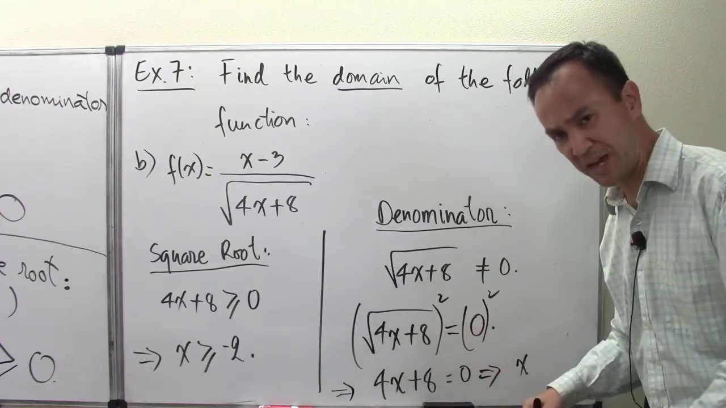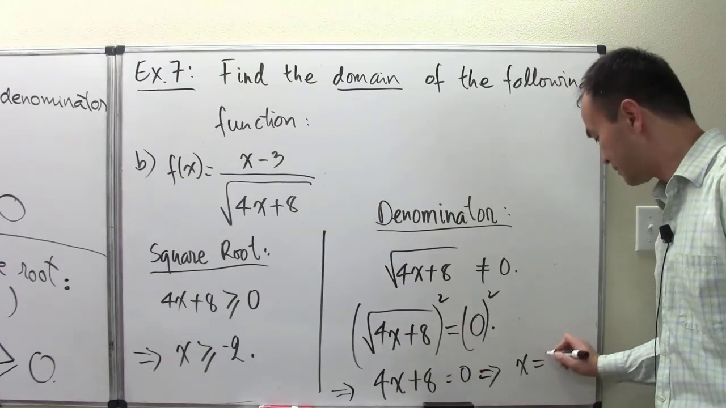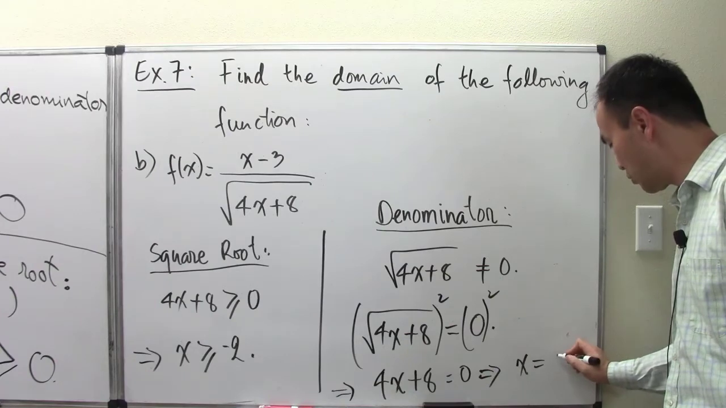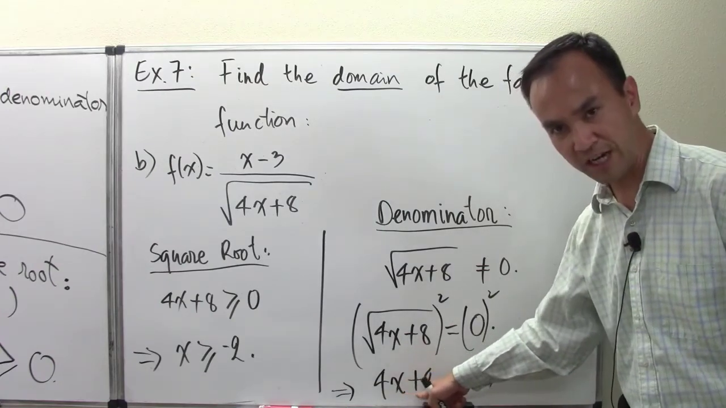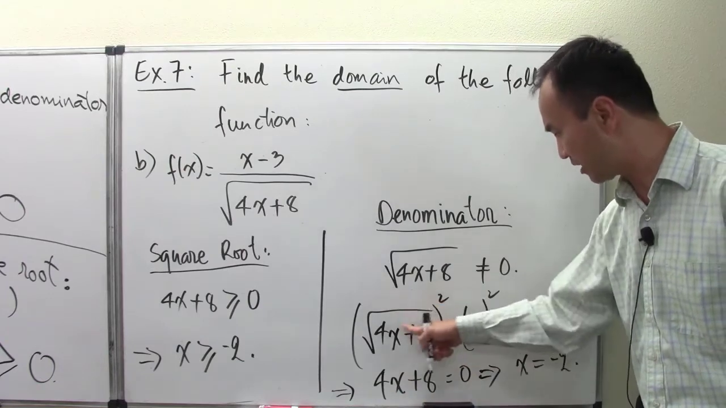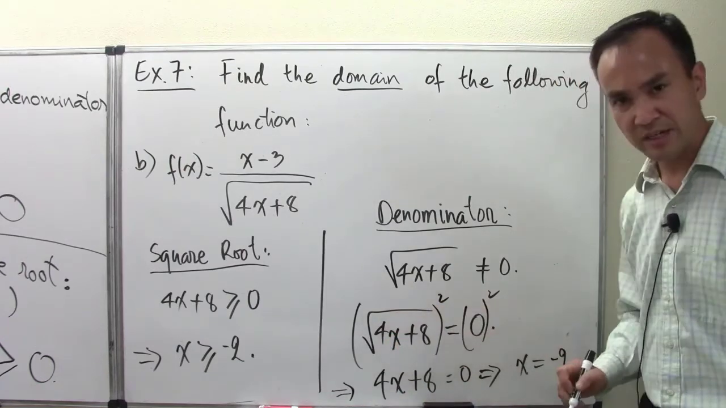I'm running out of space here, so I'm going a little loose in the steps right there. But that needs to be x equals -2. So when x equals -2, it will cause 4x plus 8 equals 0. And consequently, it will cause the square root of 4x plus 8 to equal 0.